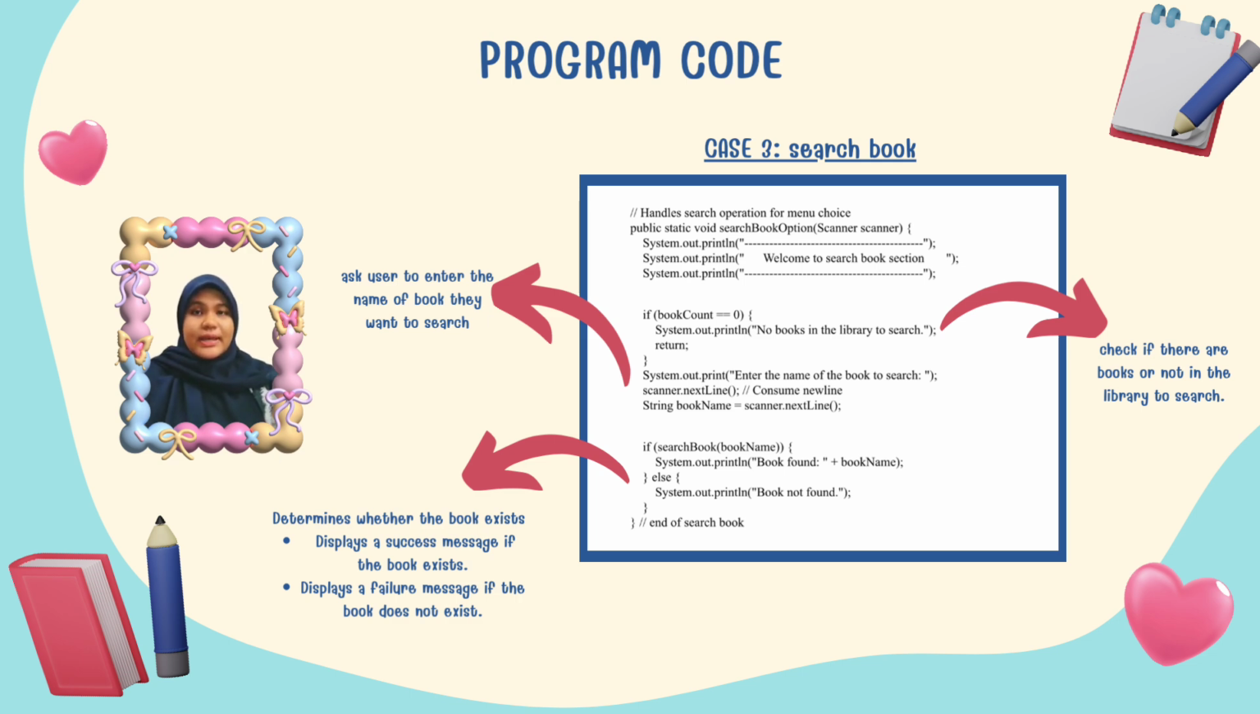First, we need to check whether there is a book in the library or not. So we write if book count equals 0, then we use System.out.print to print no book in the library to search, and then we return. Next, we want the user to input the name of the book to search. So we write enter the name of the book to search.